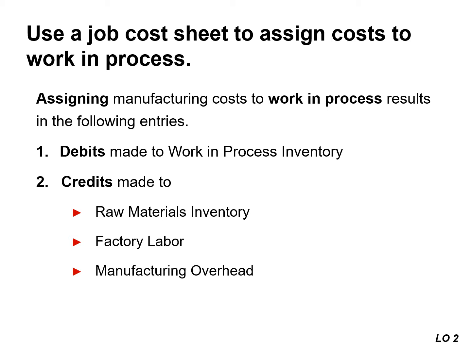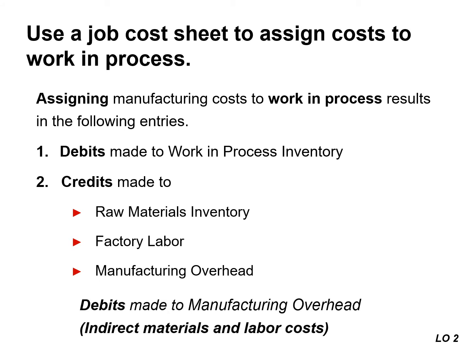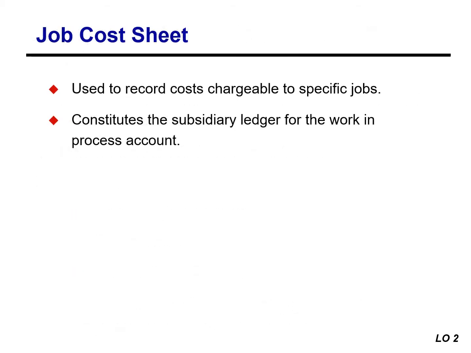Please note you will debit work in process inventory for both direct materials and direct labor, but you will debit manufacturing overhead for indirect materials and indirect labor. A job cost sheet is used to record the cost chargeable to a specific job. Companies keep a separate job cost sheet for each job.